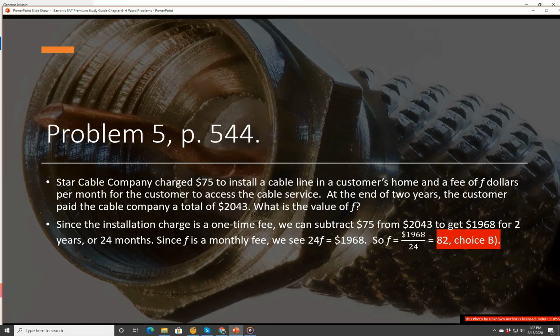Since the installation charge is a one-time fee, we can subtract $75 from $2,043 to get $1,968 for 2 years, or 24 months. Since F is a monthly fee, we see that 24F is equal to 1968. So F is equal to 1968 over 24, which is 82, choice B.